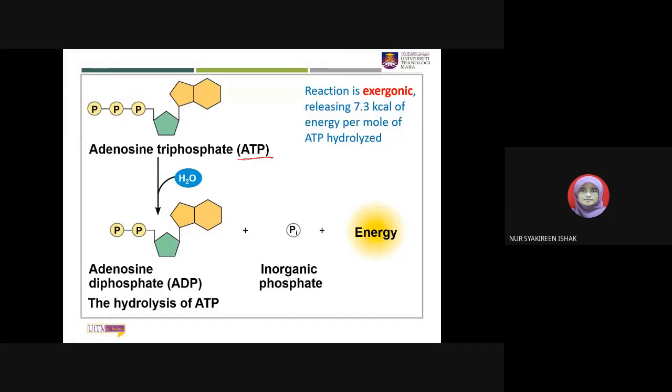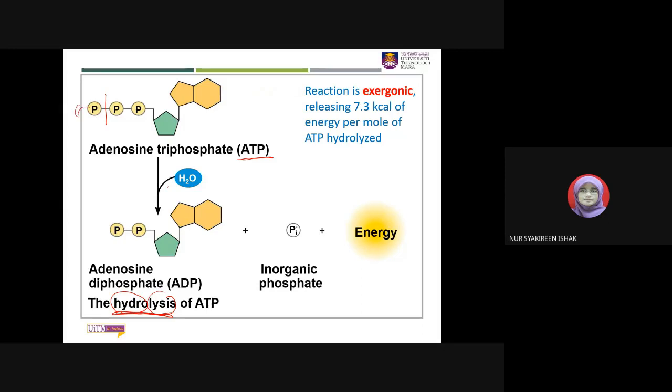The ATP molecule will undergo hydrolysis. So what does it involve? Hydro means breaking of a bond using a water molecule. As you can see from the diagram, water is added into the reaction. This is to break the bond between the second and the third phosphate. So basically the third phosphate is released.